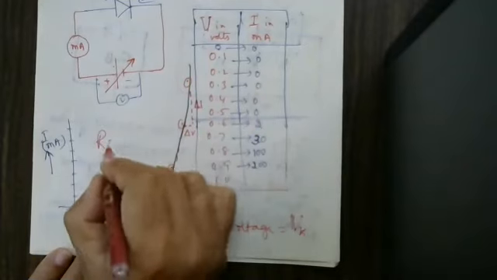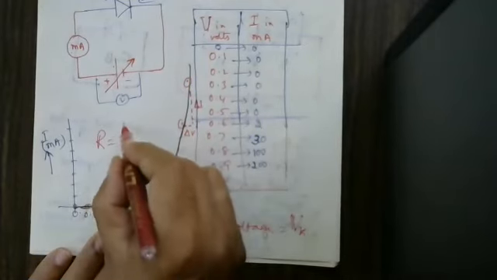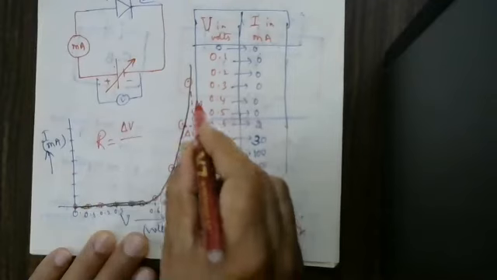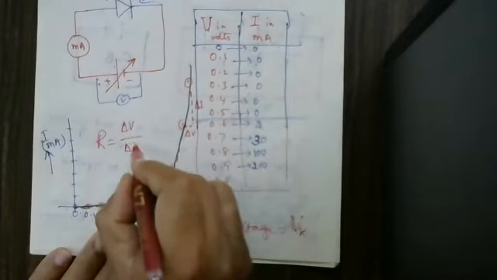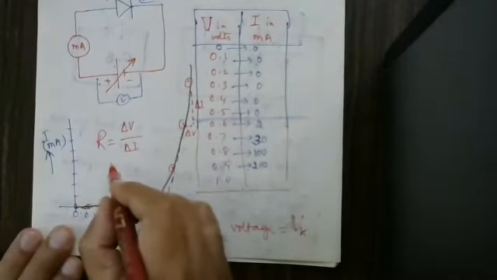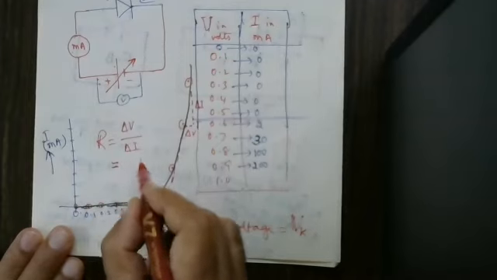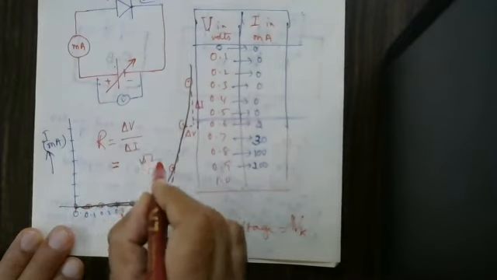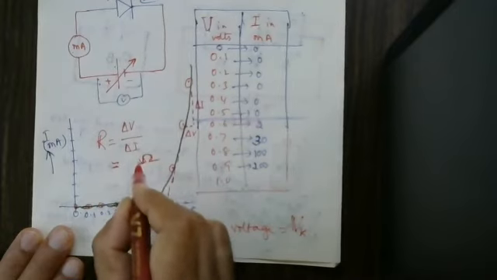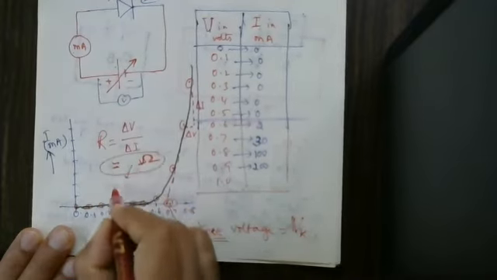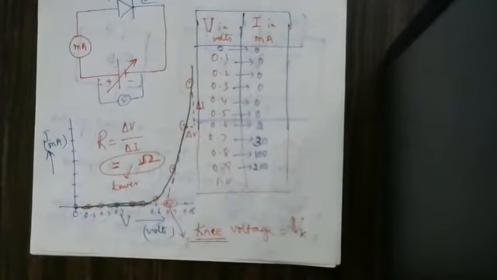Now, resistance is equal to this voltage delta V divided by this current delta I. This value is approximately around 1 volt, 1.5 volts, 2 volts, so about 2 ohms like that you are going to get. This is a lower value. This is lower because it is forward bias.